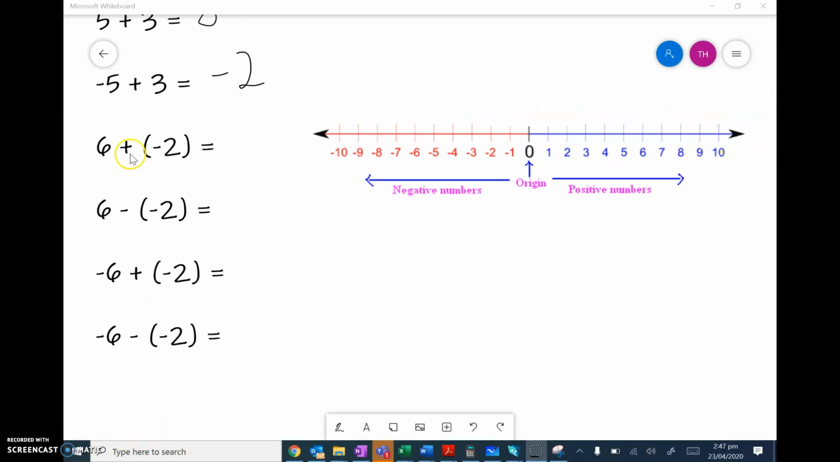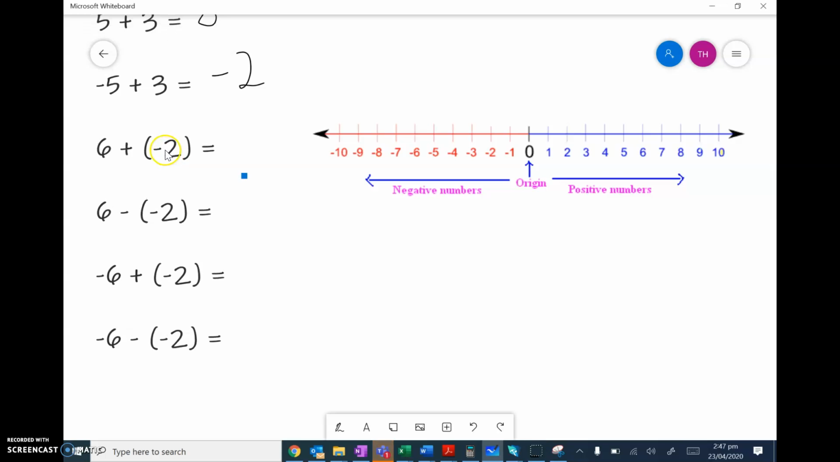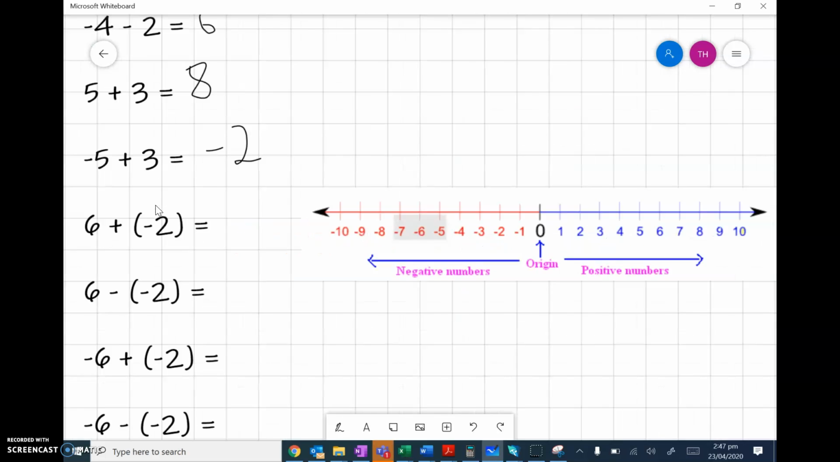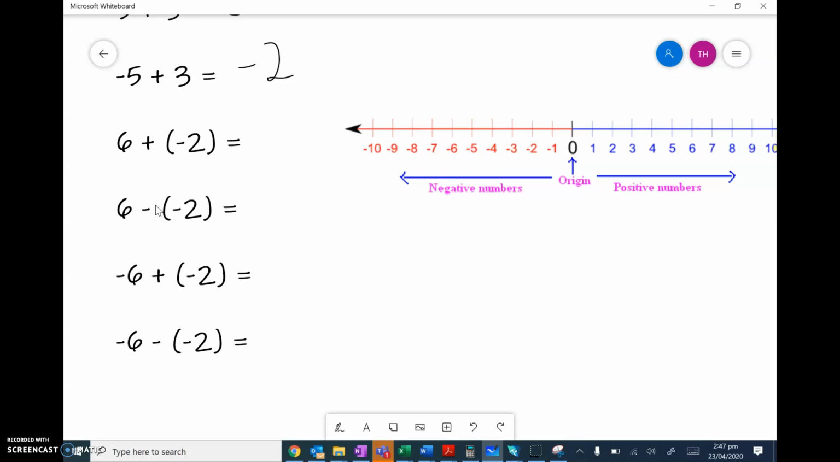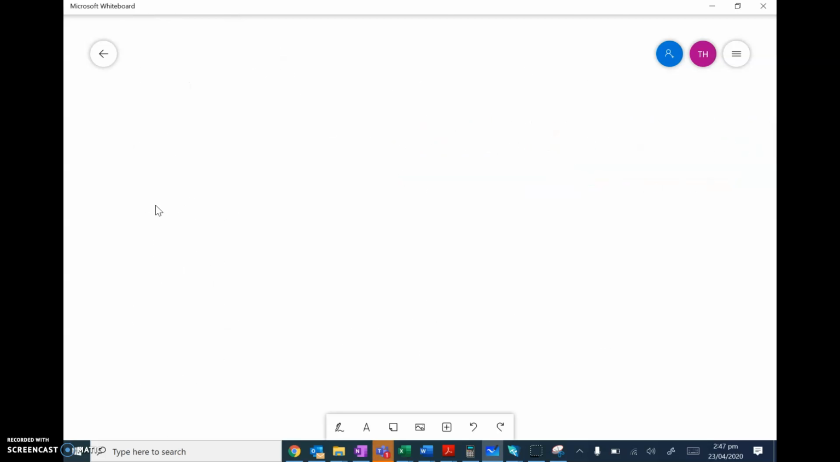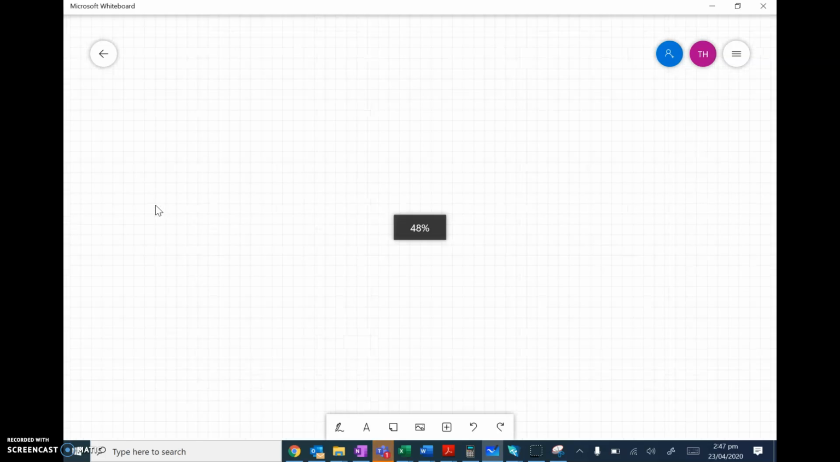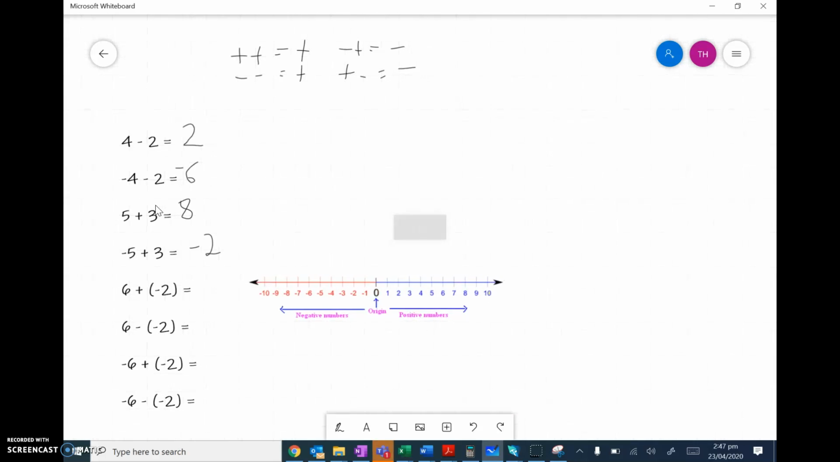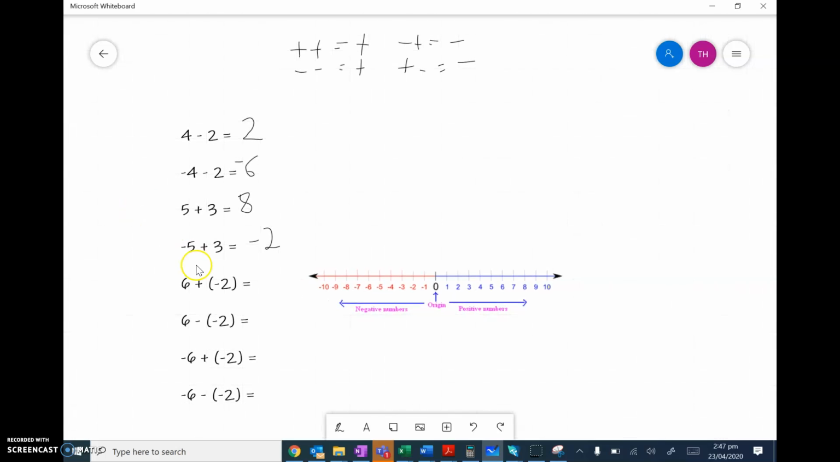Here I have 6 plus -2. Now remember I said if these brackets weren't here, it wouldn't make a difference. 6 plus -2, 6 plus -2, it's exactly the same thing, just one time with brackets and one time without brackets. So a positive first, then negative, a negative and a positive next to each other makes a negative. If the signs are different, it makes a negative.